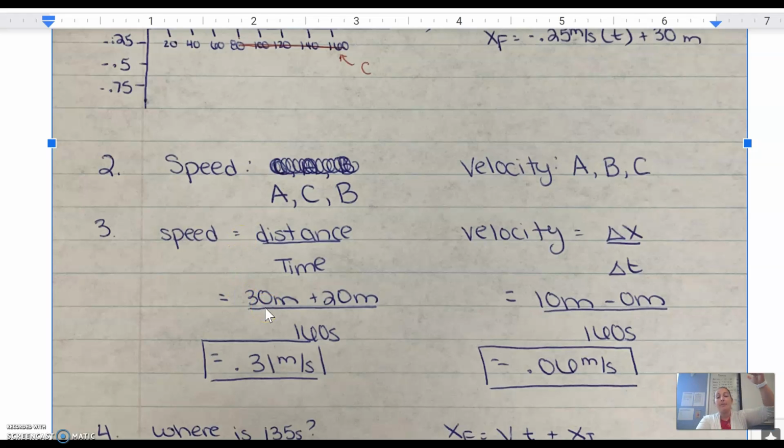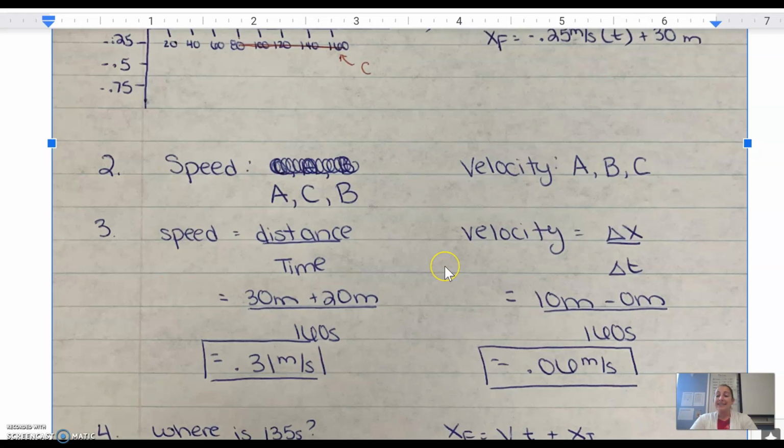We went 30 meters upwards, we didn't move, and then we went 20 meters downwards, so that total of 50 divided by 160. And again, speed does not care about the direction. It doesn't care that you went back to your reference point. It's just going to add and add and add.